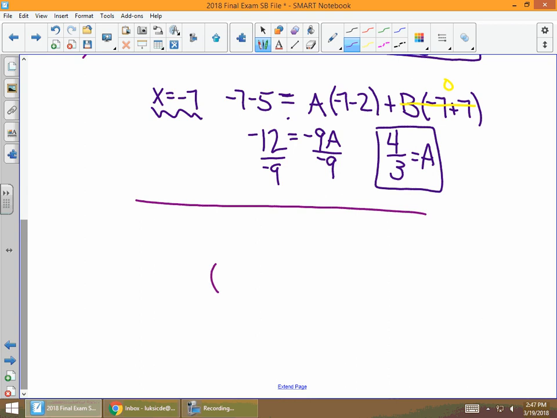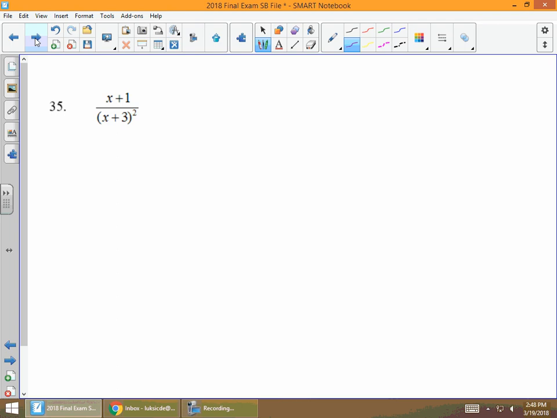So we had two denominators. We had x plus 7, and we had x minus 2. And our a goes over our x plus 7, and that's 4/3. Again, you could write the 4/3 all in the numerator. And our b was negative 1/3. That goes either over or with our x minus 2. So that fraction is decomposed. Done and done. All right, let's look at 35, another partial fraction decomposition.